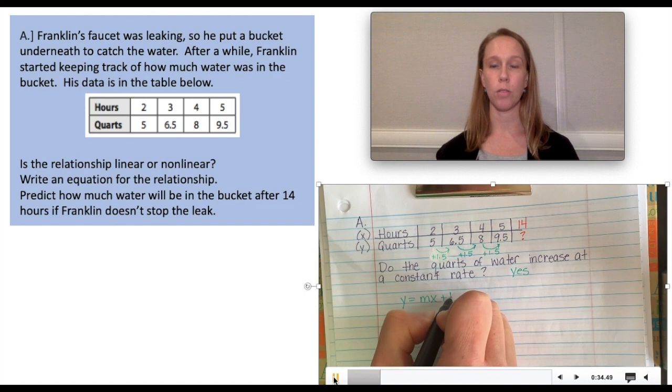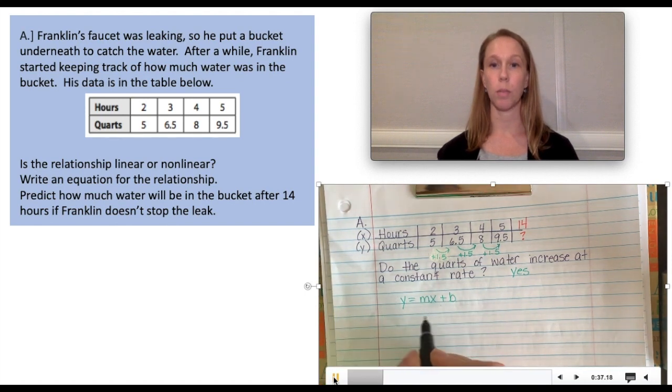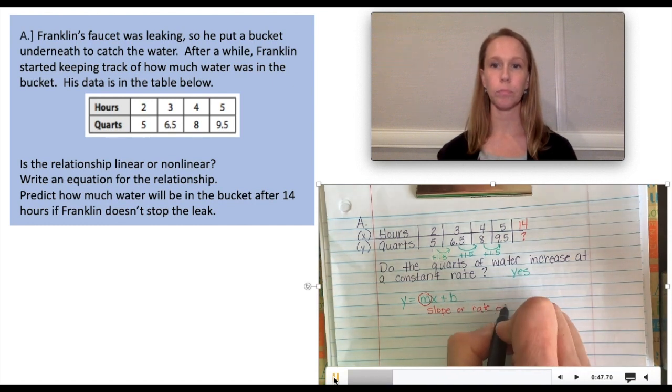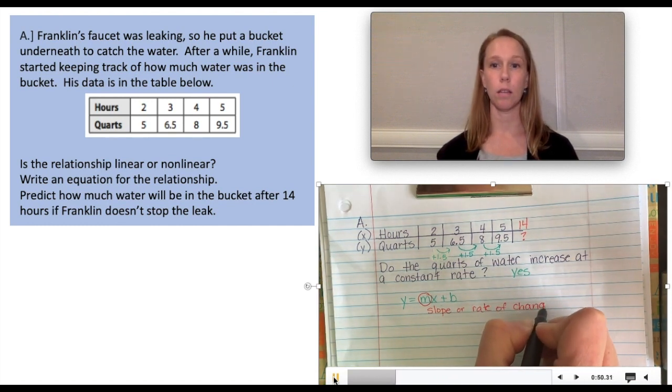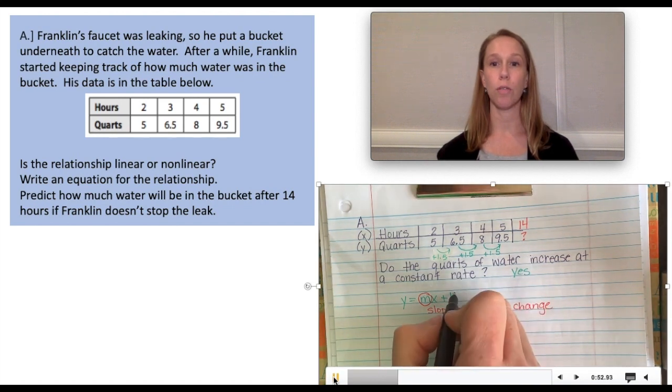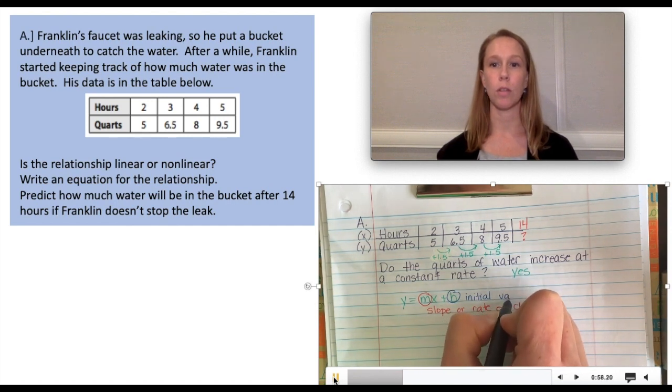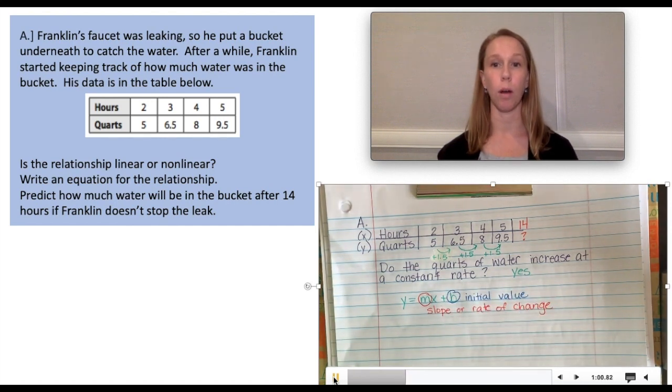So to figure out the equation, I'm going to start with y equals mx plus b. And remember that m represents the rate of change or the slope. So that's the first thing that we're going to figure out. And then b is going to represent the initial value or the starting point. So those are the pieces of our equation that we are going to figure out in this problem. So the first thing we need to do is look at our x and y values and determine how we can use those to figure out the pieces of the equation that are unknown.